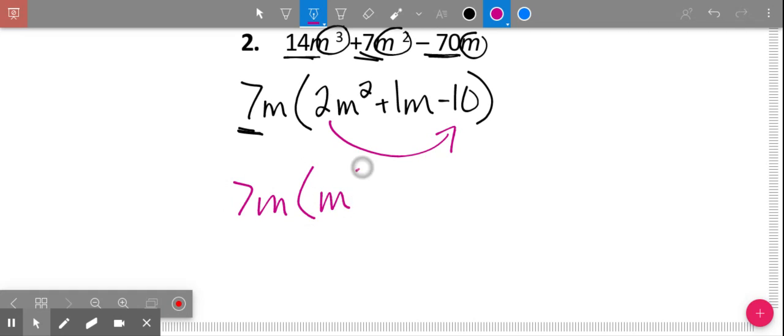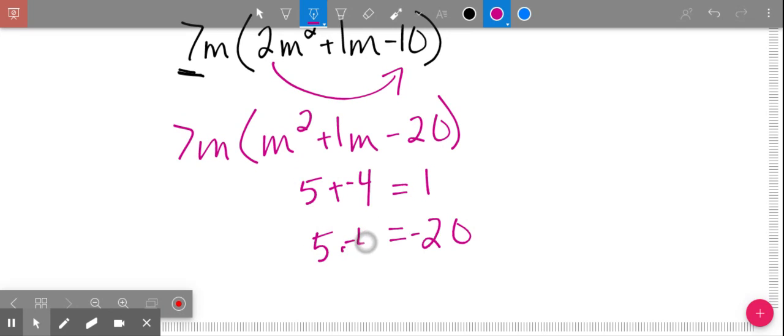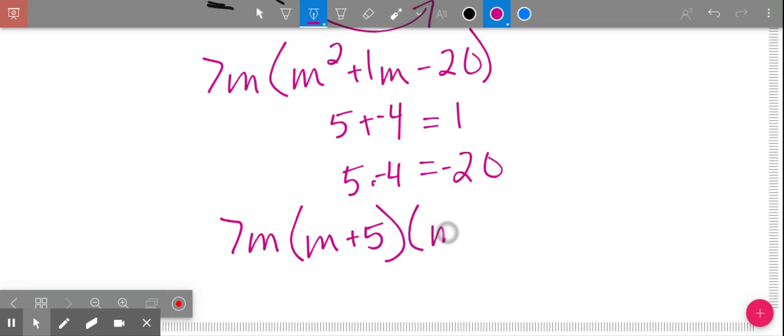So I'll have m squared plus 1m minus 20. From there, I need to think what's going to add to give me 1 and multiply to give me negative 20. Hopefully you came up with the numbers of 5 and negative 4. So I had 7m, m plus 5, and m minus 4.